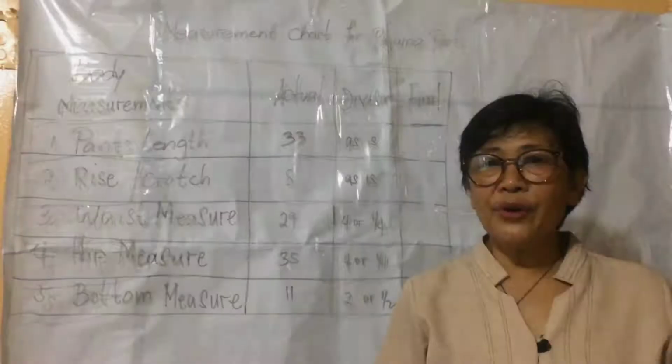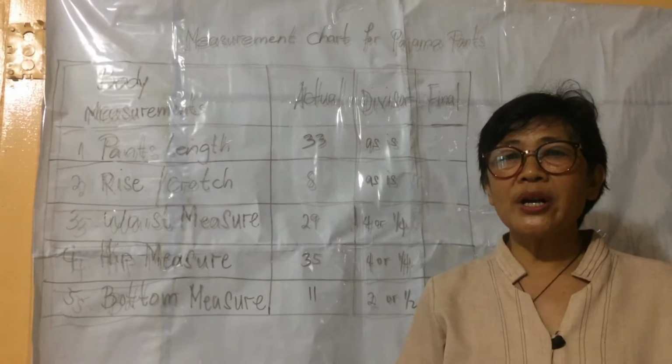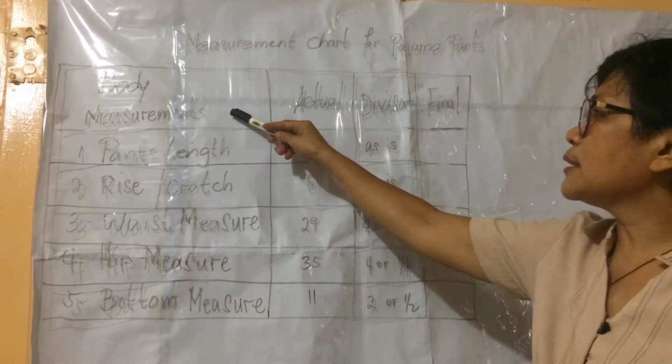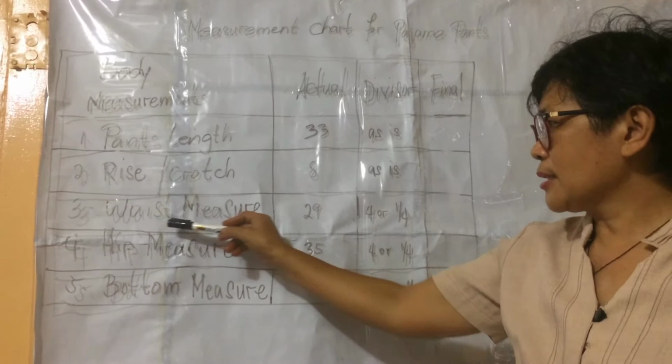Before you begin, it is always necessary to prepare the measurement chart. The measurement chart has four parts: body measurement, actual, divisor, and final. How to get the body measurement? Measure the parts of pajama pants: pants length, rise or crotch, waist measure, hip measure, bottom measure.